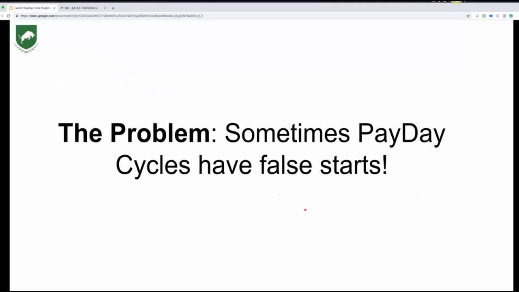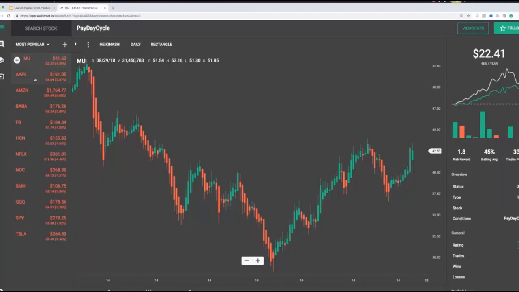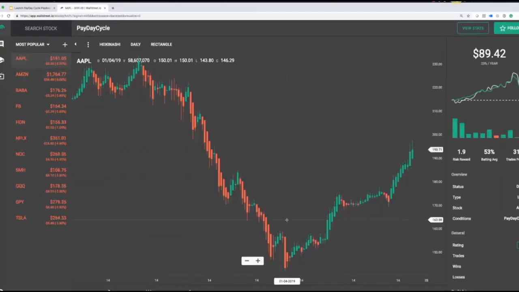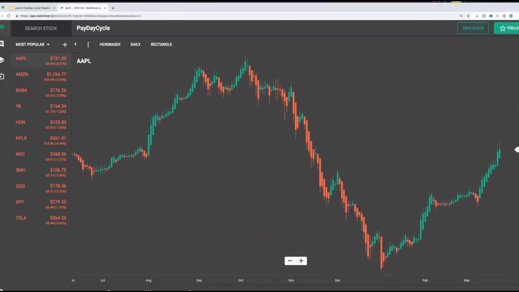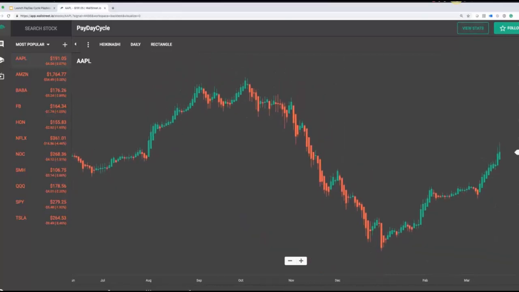So one of the problems with payday cycles is that occasionally you get false starts. And again, this is kind of what I had shown with some of the other examples like PayPal and some of the other stocks. Occasionally you get a false start. So what does a false start look like? Let's take a look at it. And I think it's important whenever you're looking at a strategy, you got to poke holes in it.